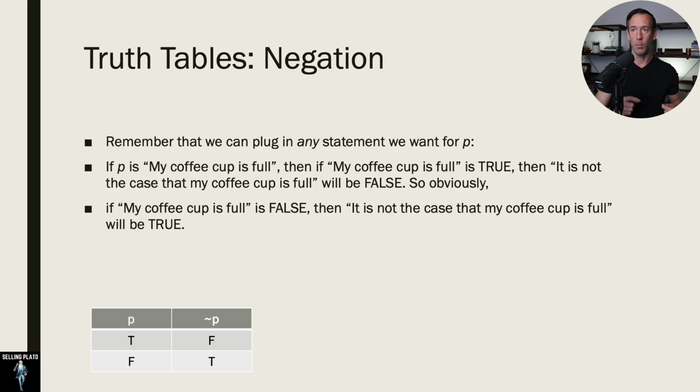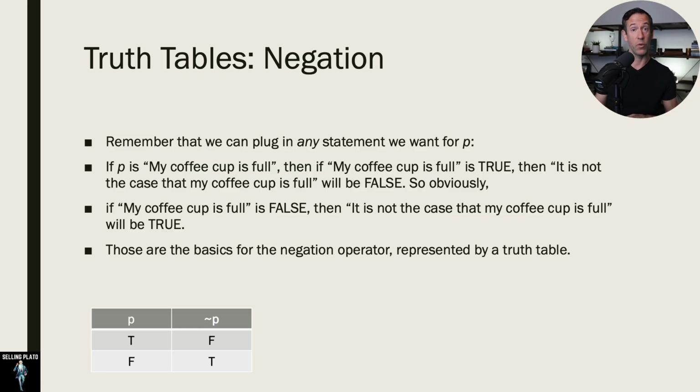So if my coffee cup is full is false, you see that right there in that second row. If that's the case, then on the right-hand side, there's the sentence that we want to interpret, the compound statement, with our operator. Then if that atomic statement is false, then it's not the case, there's the negation, that my coffee cup is full will be true. And there you see that represented in the truth table.